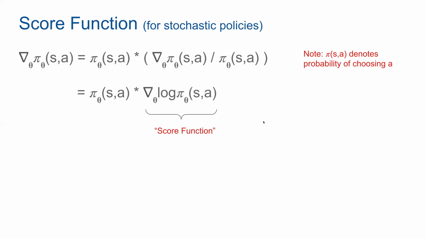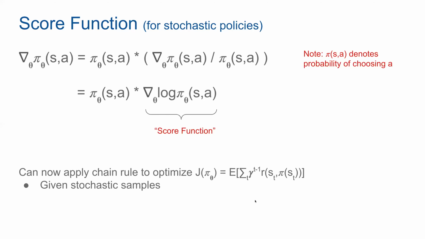So we can write the gradient of the policy as equal to the probability weight of the policy for that state action pair times the gradient of the log of the policy for that state action pair. And this will become a very convenient notational derivation when we talk about gradient-based learning. We're going to apply the chain rule to optimize the value function given stochastic samples from this expectation. We're not going to be able to integrate over this expectation, of course. We have to sample trajectories to approximate this expectation empirically.